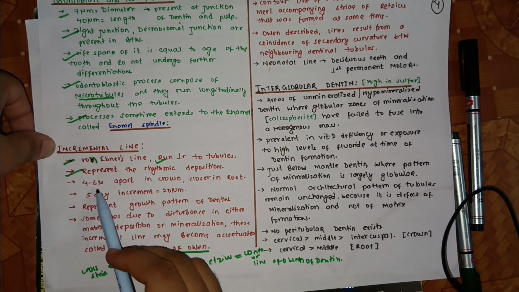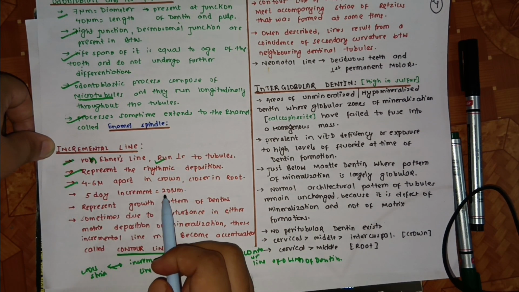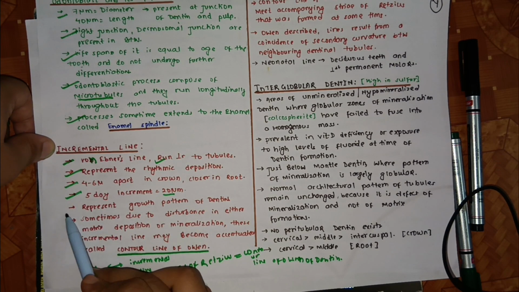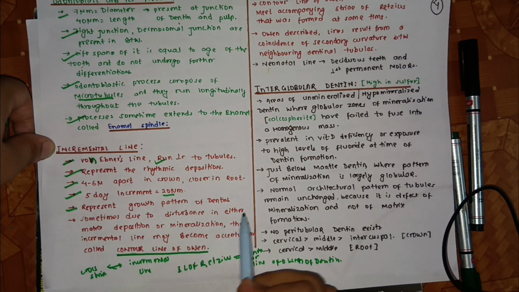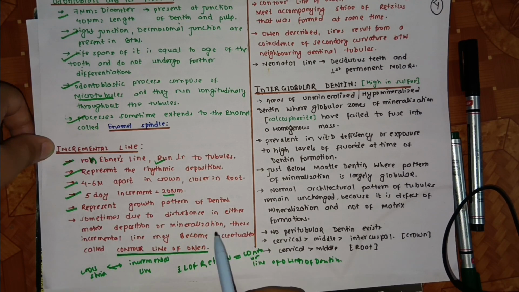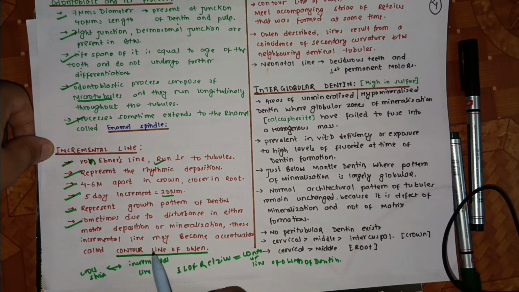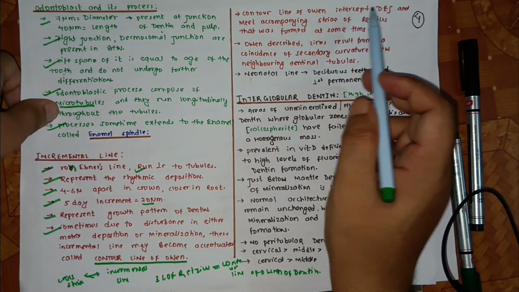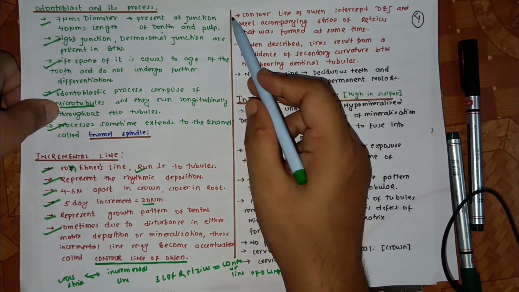After that, they are 4 to 6 micron apart in the crown, closer in the root. Each increment is of 20 micrometer thickness. They represent the rhythmic deposition and growth pattern of the dentin. Sometimes, due to disturbance in either matrix deposition or mineralization, this incremental line may become accentuated, called the contour line of Owen. A contour line of Owen intercepts the dentinoenamel junction and meets the accompanying stria of Retzius that was formed at the same time.